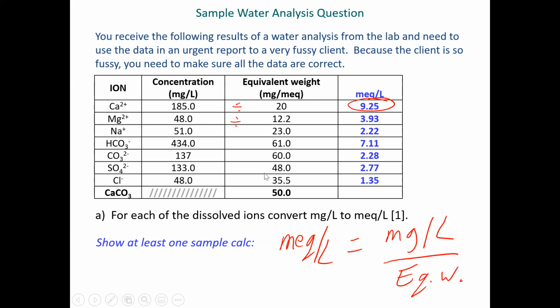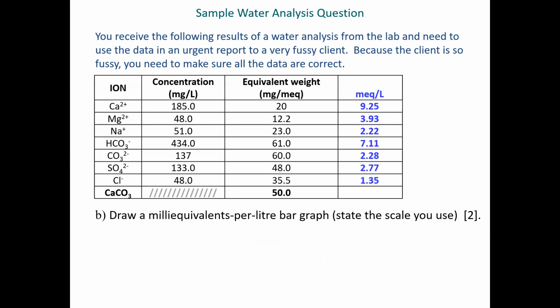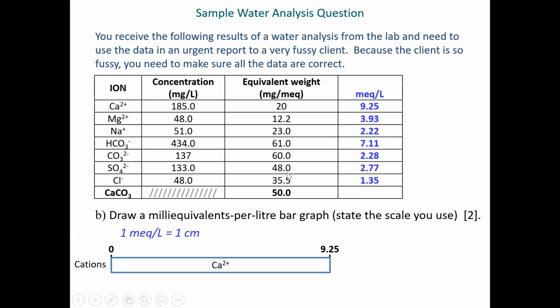That's part 1. Part B, it says draw a milliequivalents per liter bar graph. Okay, so if everyone does this right on the test, I will never ask you to do this again. I showed you how to do this before. Remember, you want to have a scale, and I recommend that you use 1 centimeter equals 1 milliequivalent per liter. And then you're going to basically draw these out. So you draw a bar for each ion.